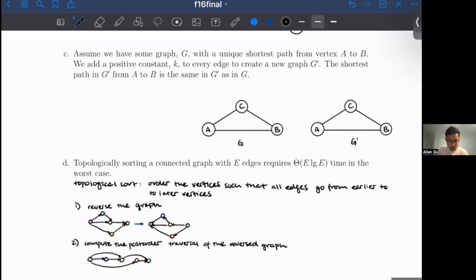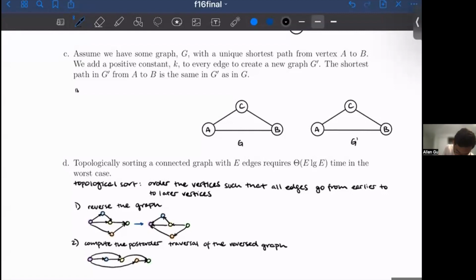Now let's look at question C. This question says, assume we have some graph G with a unique shortest path from vertex A to vertex B. We add a positive constant K to every edge to create a new graph G prime. The shortest path from A to B in G prime is the same as in G. We don't know whether this is true or false just yet, but let's start taking a look at how our path lengths are going to be affected by adding this positive constant K.